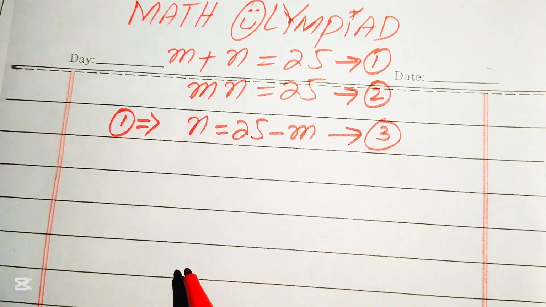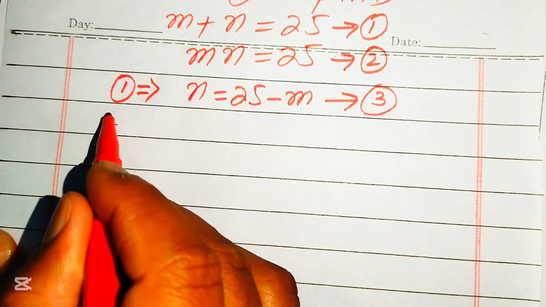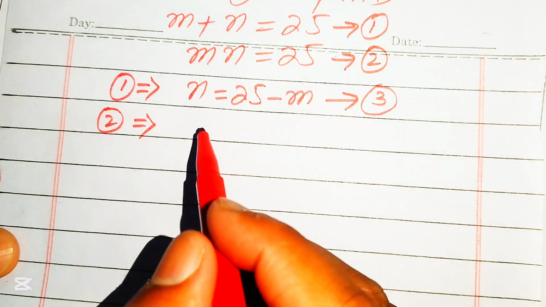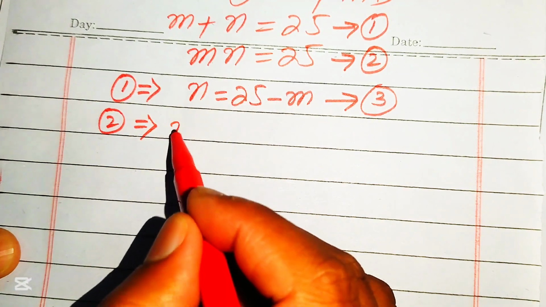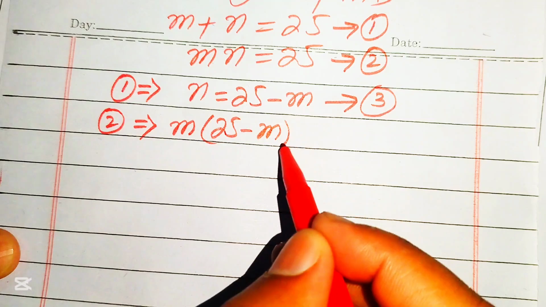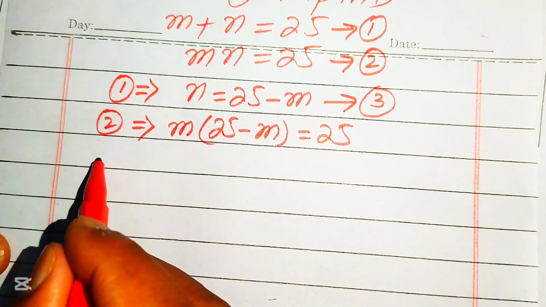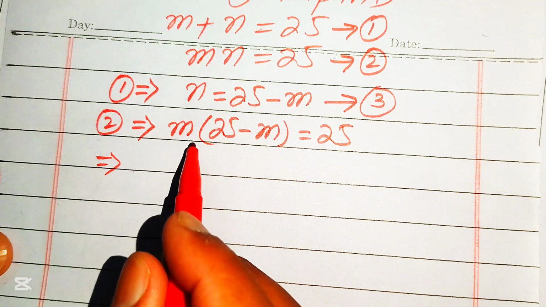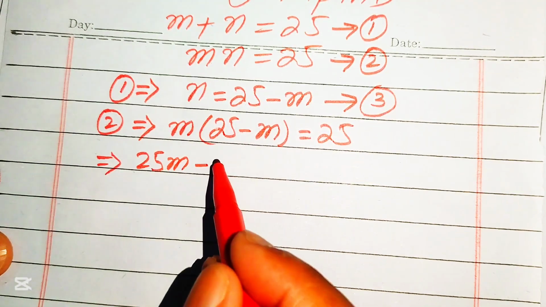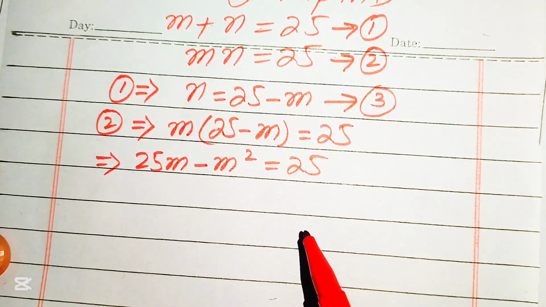Now in the next step we need to substitute this value of n in equation number 2. So equation number 2 implies mn equals 25, and we have the value of n is 25 minus m, so m times (25 minus m) equals 25. Further in the next step we multiply this m on both of these values, and it will be written as 25m minus m square equals 25.